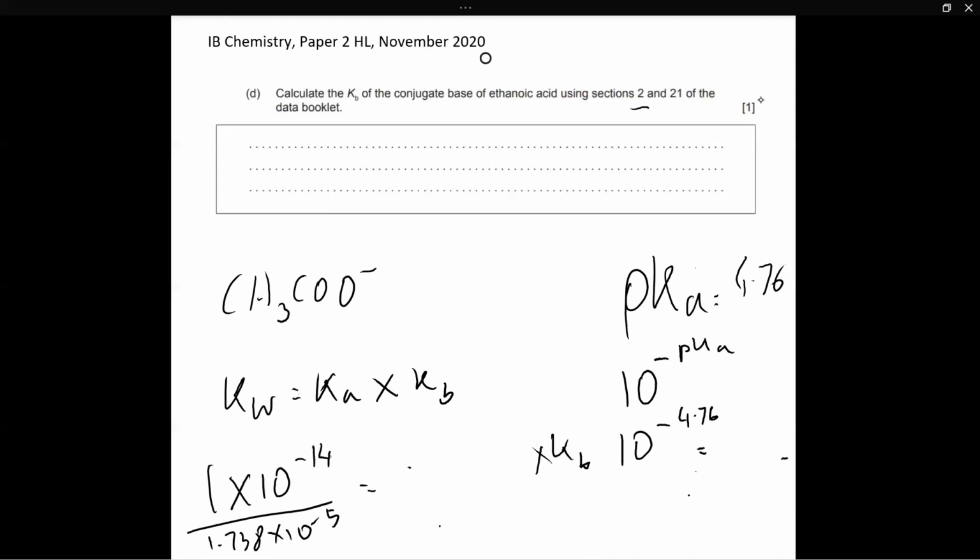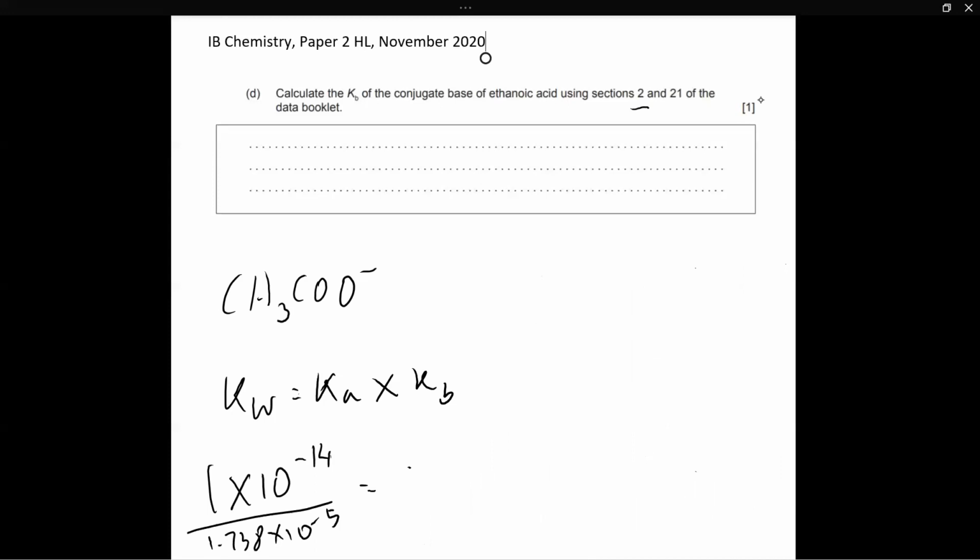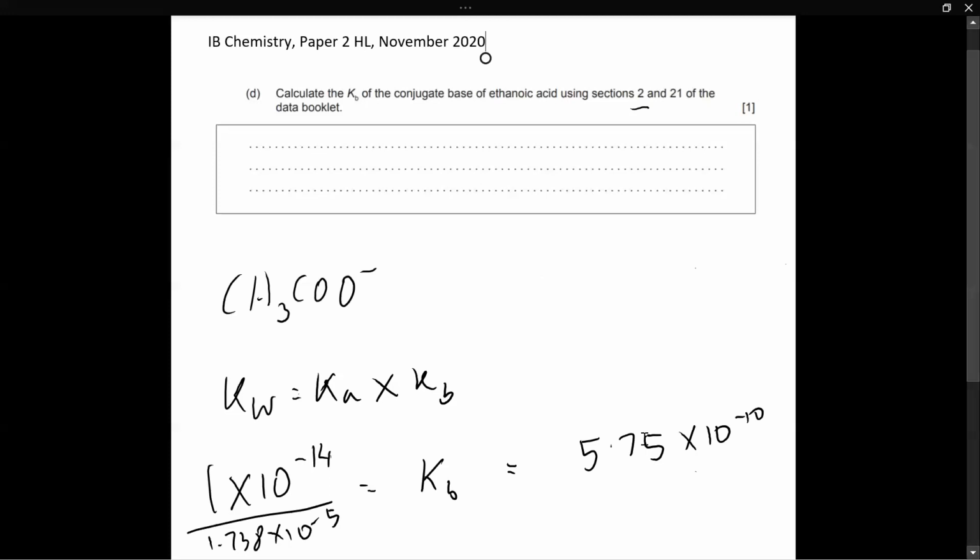Let me just erase this. And we get our answer as 5.75 times 10 to the power of negative 10. That is the answer to this question. That is it. That is how simple it is. That's all you have to do.